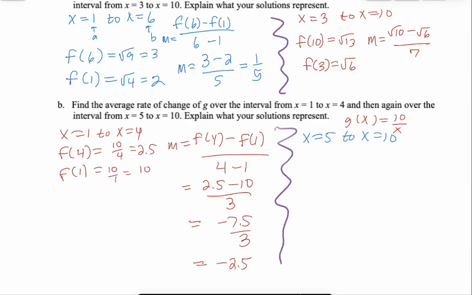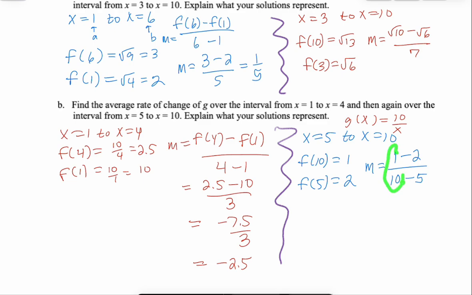Okay. So if we calculate f of 10, our ending position, that's 1. 10 divided by 10 is 1. If we plug in 5, our beginning position, 10 divided by 5 is 2. So our slope is going to be our ending y value, 1, minus our beginning y value, 2, over our ending x minus our beginning x, okay?